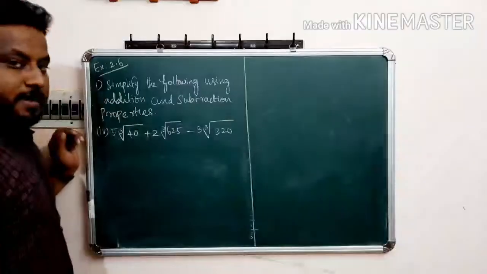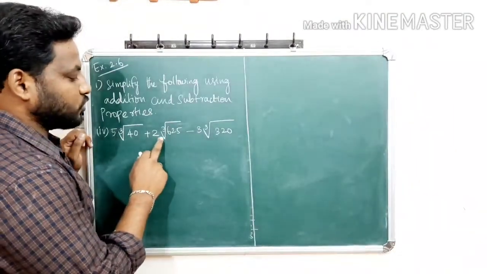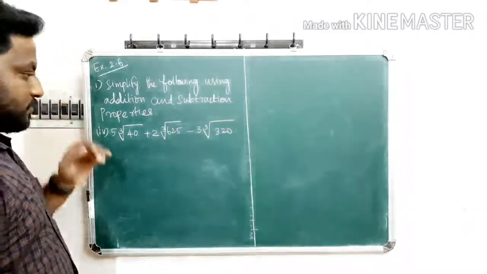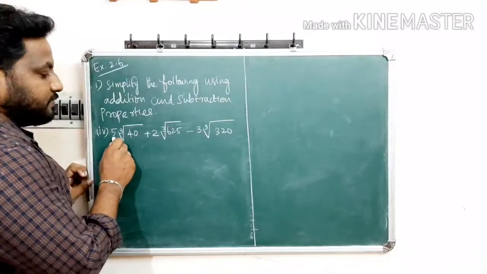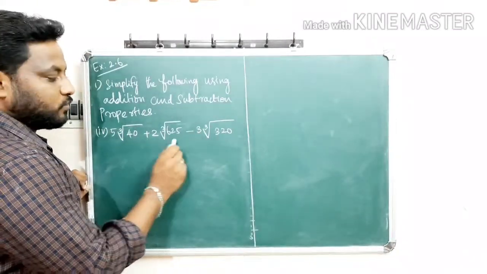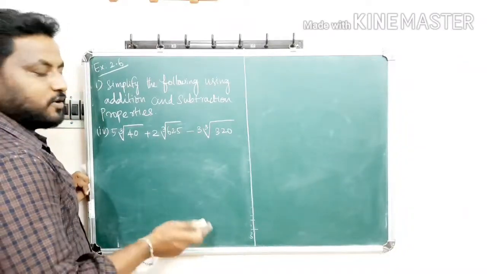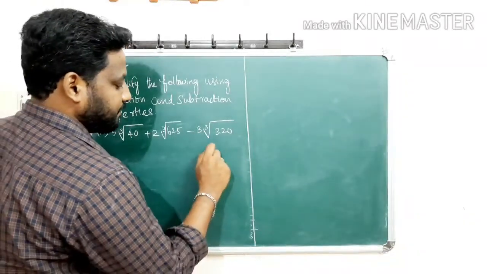Clear? Now fourth question. 5 cubic root of 40 plus 2 cubic root of 625 minus 3 cubic root of 320. So this problem is same as the previous one. Here 5, 2, 3 is given, and inside that the cubic root value is different. So we have to split like in the previous question. So first number is 40.